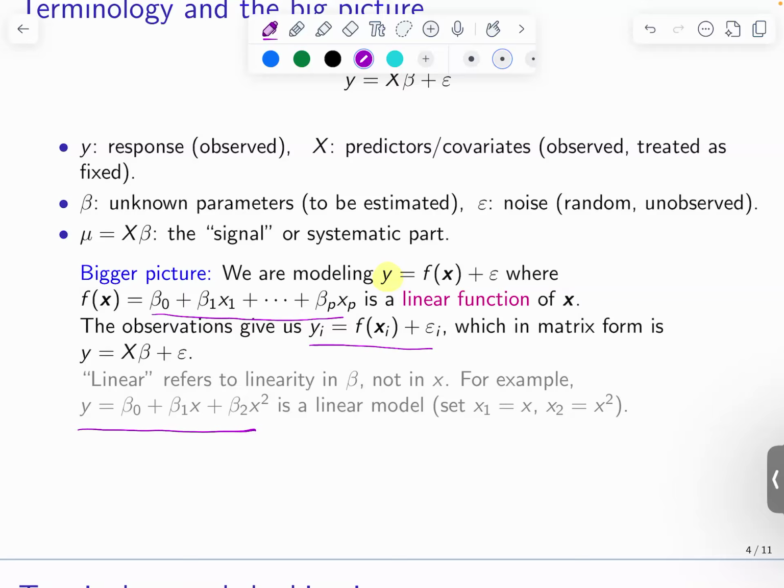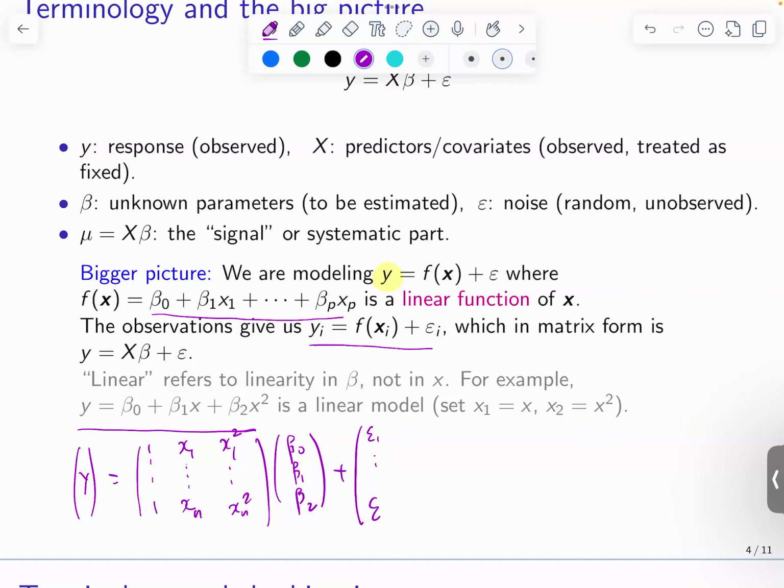So the linearity here is in beta, and you can see, if I have multiple observations, I would get 1, 1, 1 here, and then x1 up to xn, and then x1 squared up to xn squared. And so you get a design matrix, you get your linear model, linear in beta, and the design matrix just takes care of the fact that you're dealing with a nonlinear function. Yes?